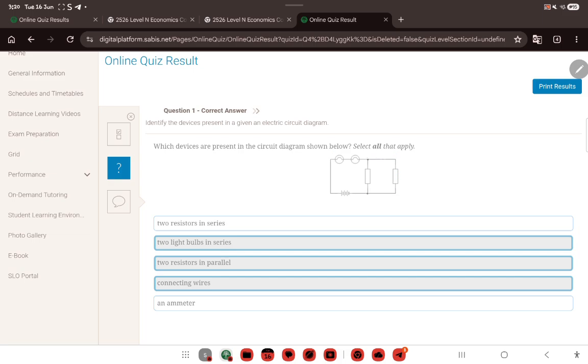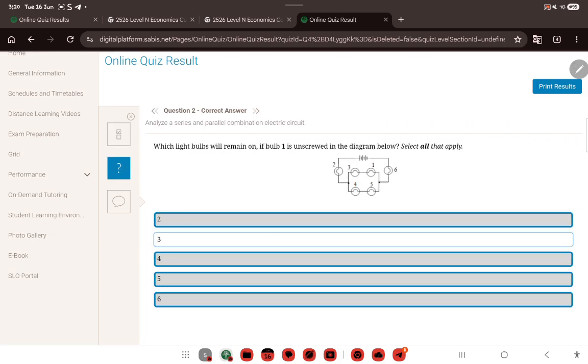This question is simple. Question 2. Which light bulbs remain on if bulb 1 is unscrewed in the diagram below? So if you remove bulb 1, bulb 3 will be disconnected from the rest of the circuit, but bulb 2 will remain connected. Bulb 5, bulb 4 and bulb 6 will be connected in this circuit, but this one becomes disconnected since we removed bulb 1. So only 1 and 3 will close and the remaining bulbs will remain on.